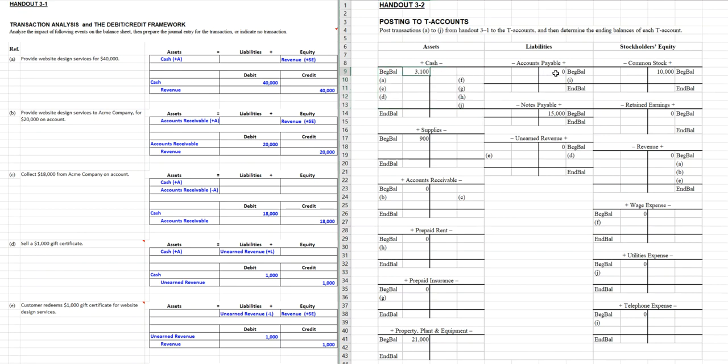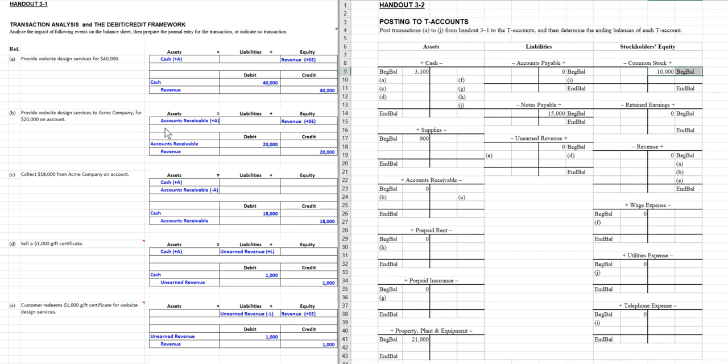Notice we have beginning balances in our T accounts: $3,100 in cash, $900 in supplies, $21,000 in plant, property, and equipment, a notes payable of $15,000 and common stock of $10,000. These are the balances in our T accounts from the transactions back from Chapter 2. And those were our balance sheet transactions.